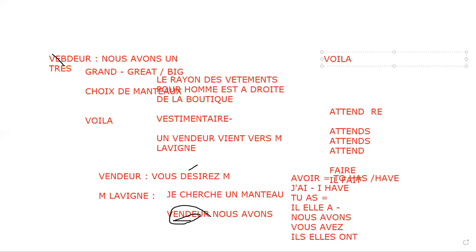Now what is voilà? How can we use voilà over here? For example, you are a salesman and you want to show something to the customer. Here it is. Whenever you show something, yes, here it is. Voilà, monsieur. Répétez après moi. Voilà, monsieur.